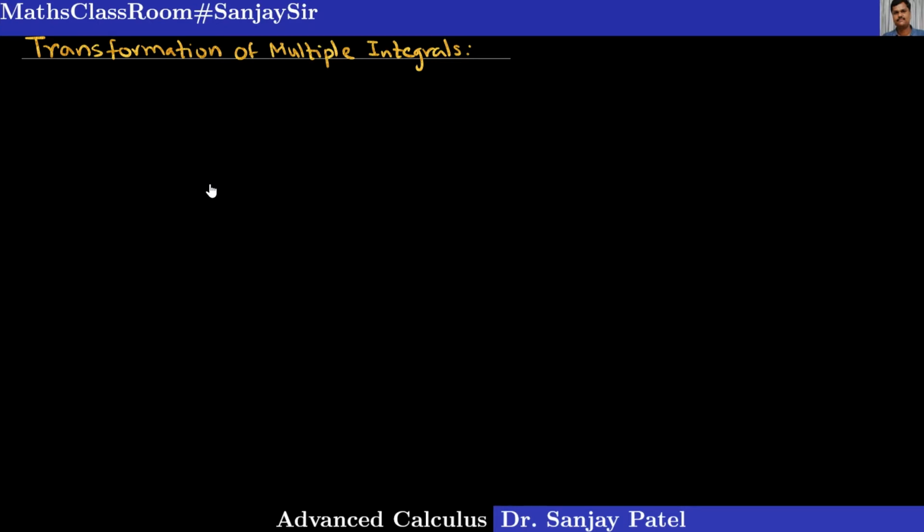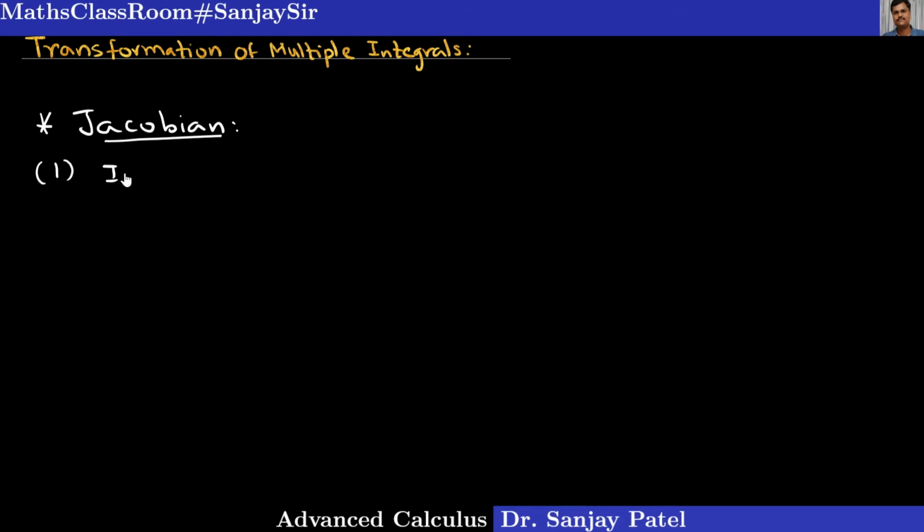Today we are going to learn how to change variables in double and triple integrals. Rather, it is known as transformation of multiple integrals, or in other words, the method of substitution. For this, first we recall two important things about notation, which is known as the Jacobian. So I'm introducing the concept of Jacobian, which you might already know. I'm defining two types of the Jacobian.